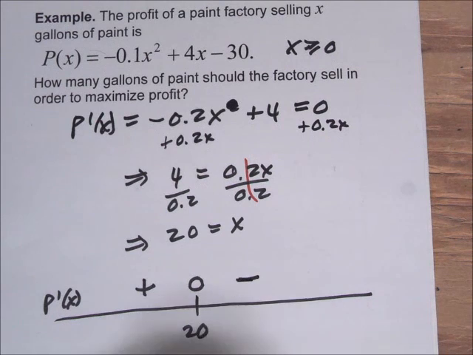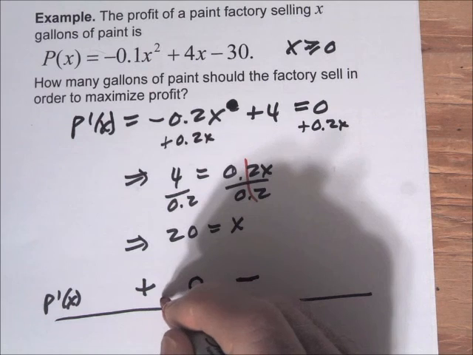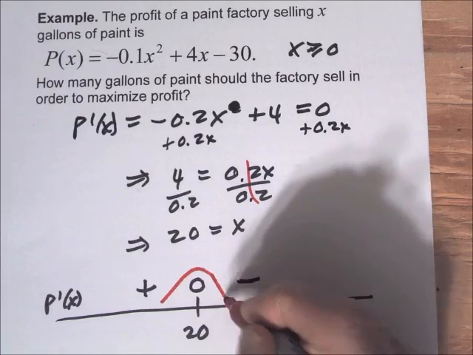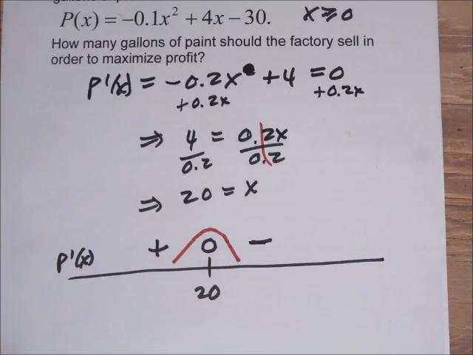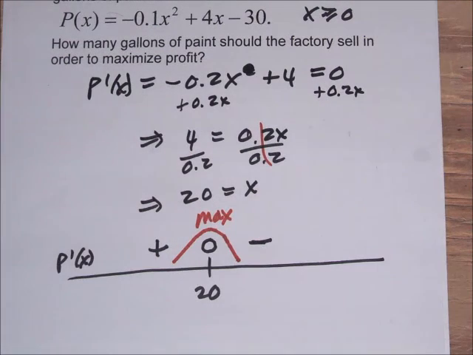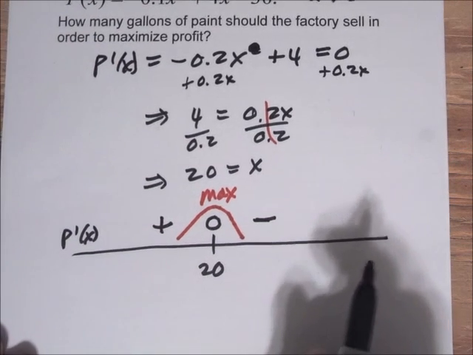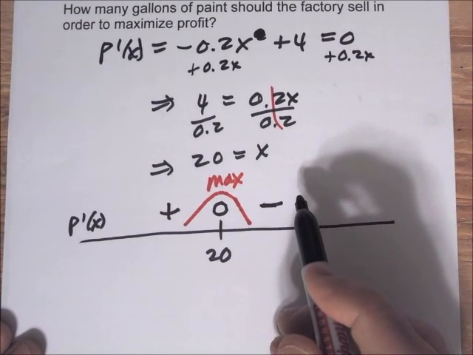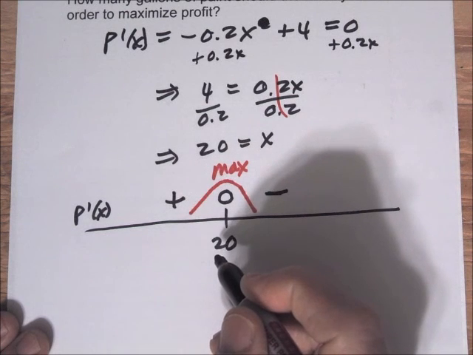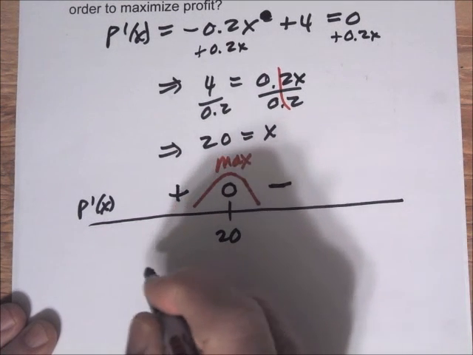So you do some test points. The derivative is positive, and then it's 0, and then it's negative. So you have a positive slope here, and then it's slope 0, and then it's negative slope. That tells us that this is going to be a maximum value here. It's the only critical point, so it's a local maximum, but it's also an absolute maximum because it's the only critical point. So they need to sell 20 gallons of paint in order to maximize the profit.